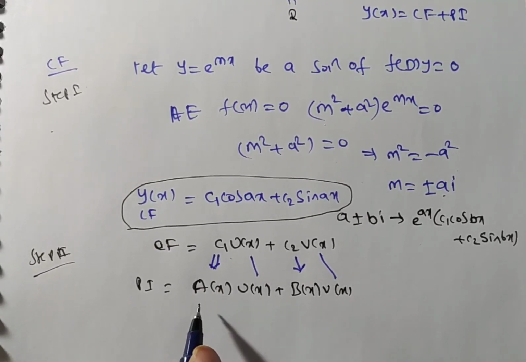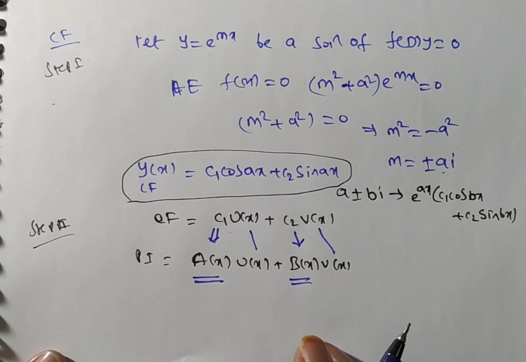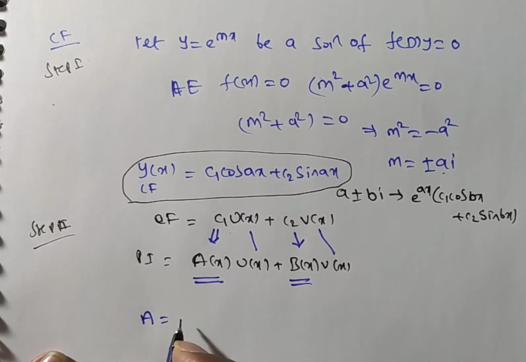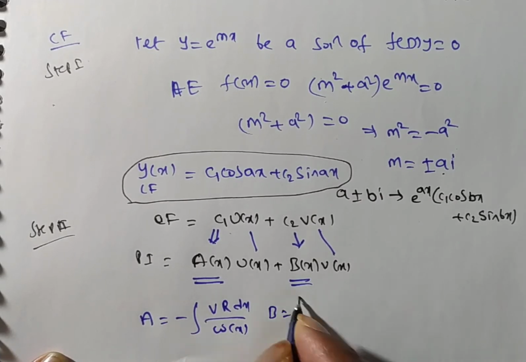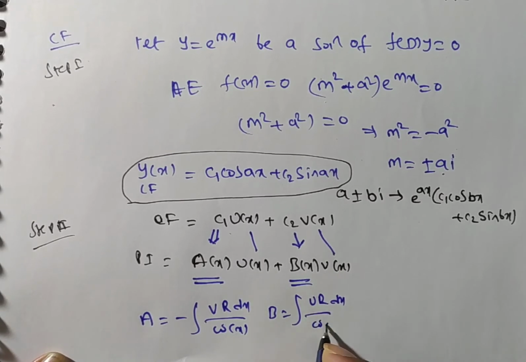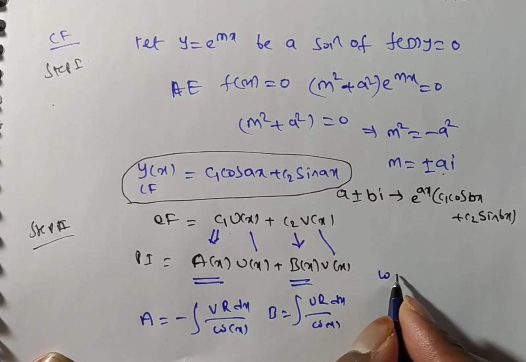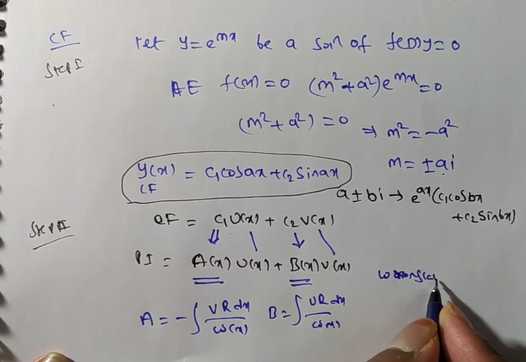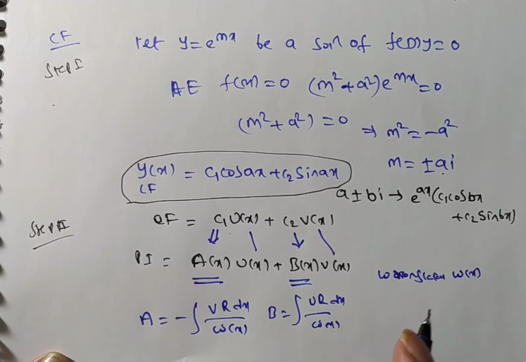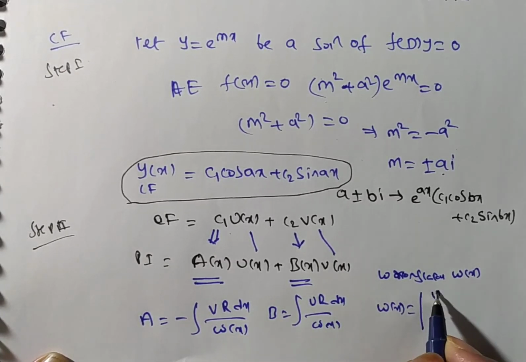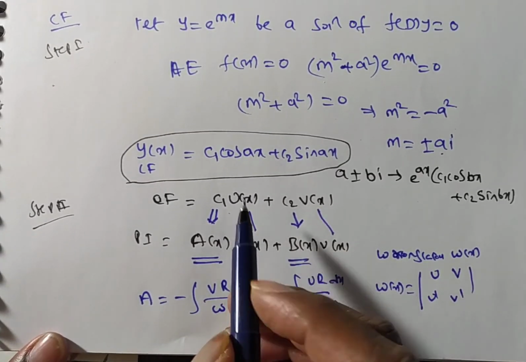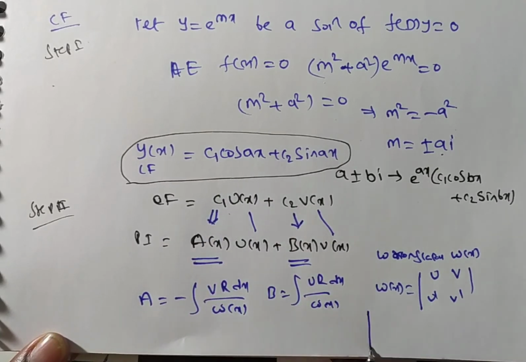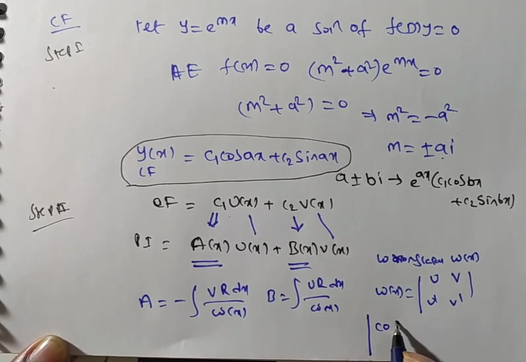So here we need to find this A value and B value. How we can find A and B: we have a formula. A is equal to minus integral of VR dx by W of x, and B is equal to integral UR dx by W of x, where W of x is called the Wronskian. We denote it with W of x of u comma v, which we write as the determinant u, v, u dash, v dash. So what is u here? u is nothing but the c1 coefficient, that is cos ax.